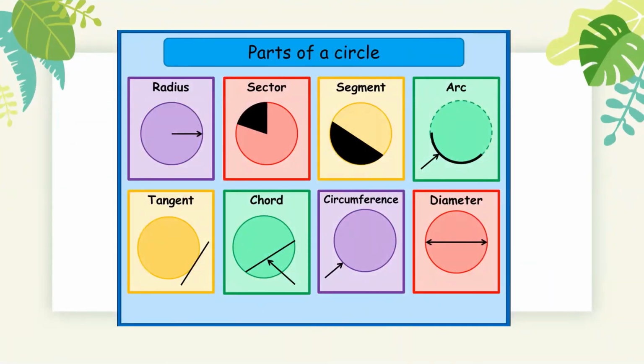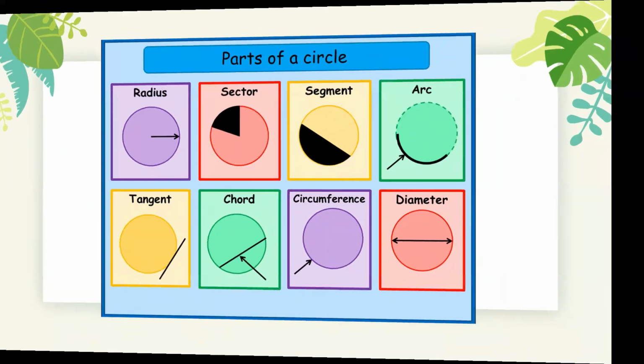So now let's do a quick recap. We have the radius, sector, segment, arc, tangent. So this is something we haven't learned. Basically, one point of the line must touch the circumference of the circle, and the rest has to be on the outside of the circle. And then we learned the chord, the circumference, and the diameter.